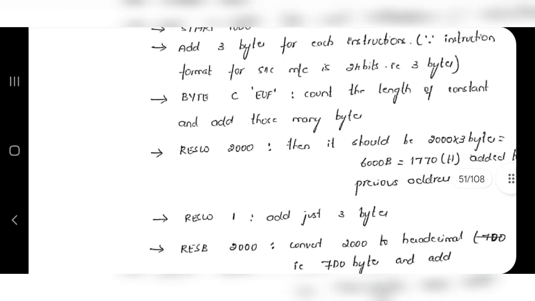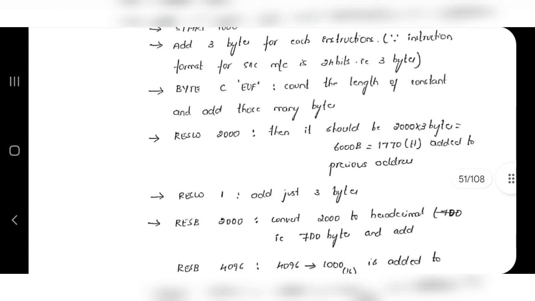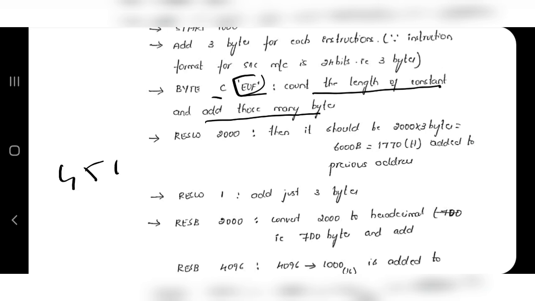Now there are a few exceptions, and those exceptions are written here. For BYTE C'EOF', count the length of the constant and add that many bytes. It means EOF we calculated, right? It is 45, 4F and 46, I guess. So those three were added, meaning 3 bytes in total.